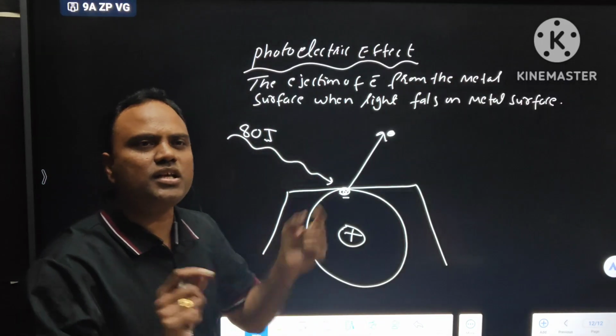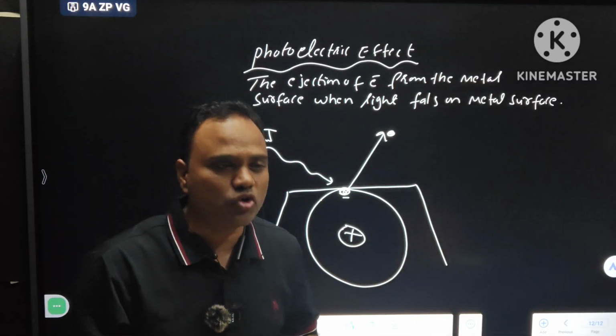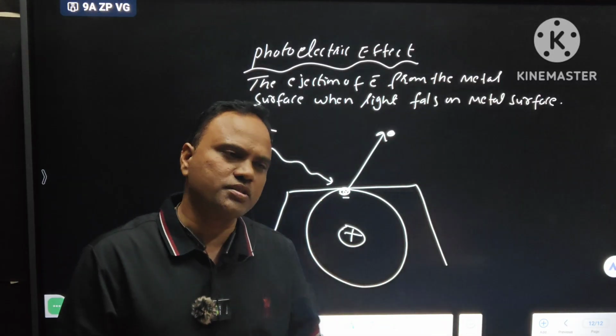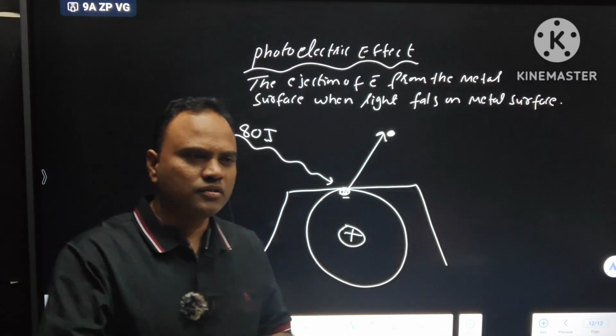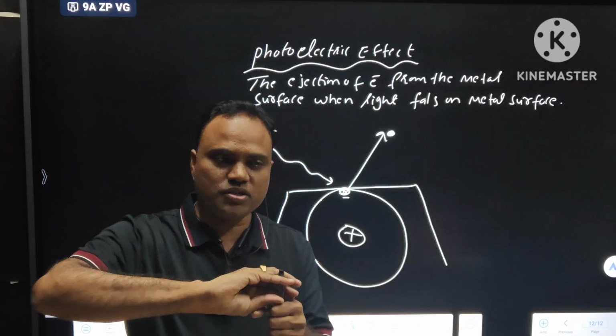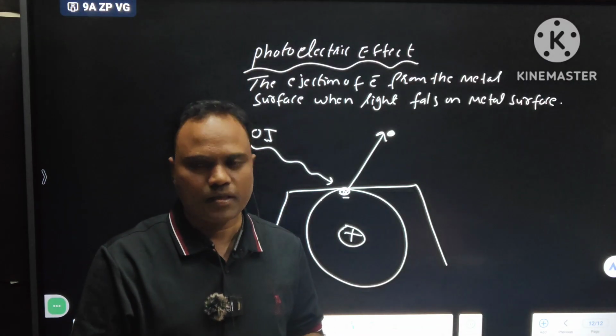So the supplied energy is dividing into how many parts? Tell me. Two parts. First part is to exit the electron from the metal, to overcome the nuclear attraction force. Second part, are you getting or not?